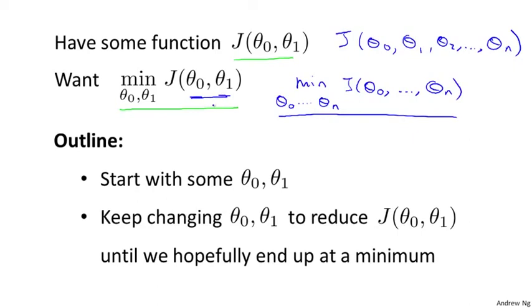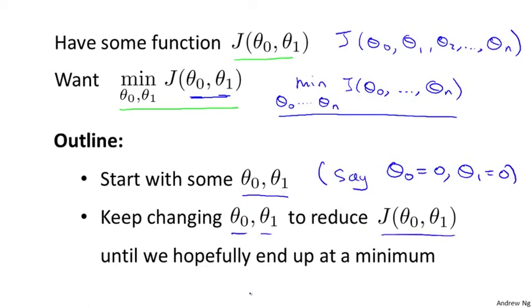Here's the idea for gradient descent. What we're going to do is start off with some initial guesses for theta 0 and theta 1. Doesn't really matter what they are, but a common choice would be to set theta 0 to 0 and theta 1 to 0. Just initialize them to 0. What we're going to do in gradient descent is keep changing theta 0 and theta 1 a little bit to try to reduce J of theta 0, theta 1 until hopefully we wind up at a minimum, or maybe at a local minimum. So let's see in pictures what gradient descent does.